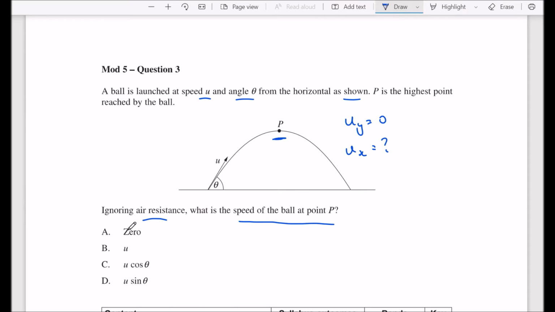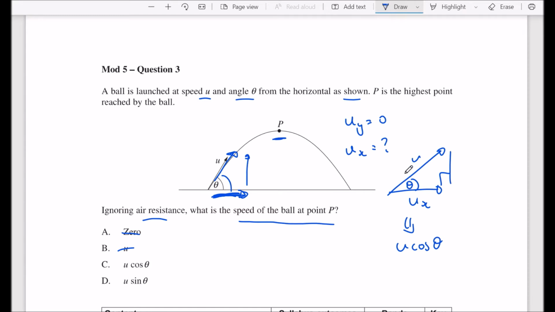Okay, so it certainly won't be 0. It won't be u because, as you can see, this is a vector component, which means there is a vertical and horizontal component to it. So how do we work out this line here? Okay, so this is the line we want. Well, based on general trigonometry, we are looking at u cos theta, because that's the relationship. We have the hypotenuse and we have the adjacent side. So in this case, C would be our answer.